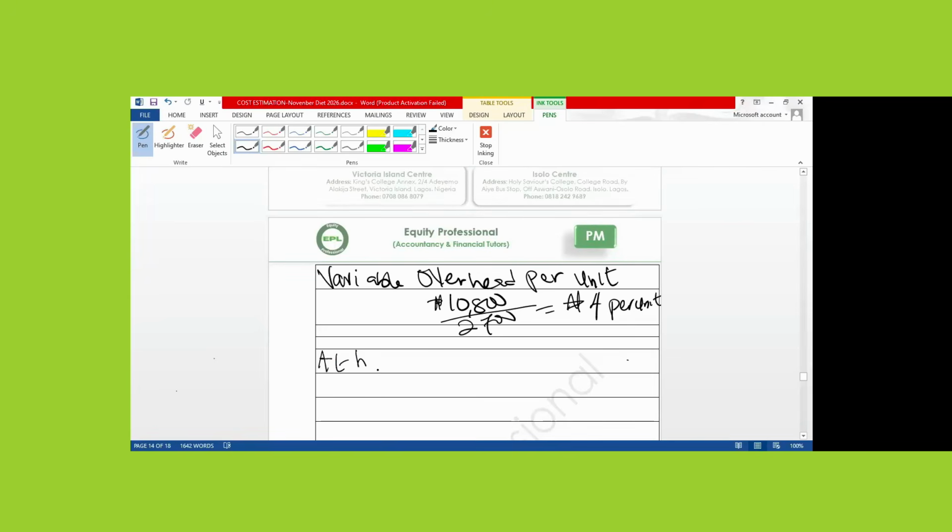At high level, total variable overhead is equal to, at high level we produce 9,900 units, and we set variable cost per unit, 4 naira per unit. Total will give me how much? 39,600.